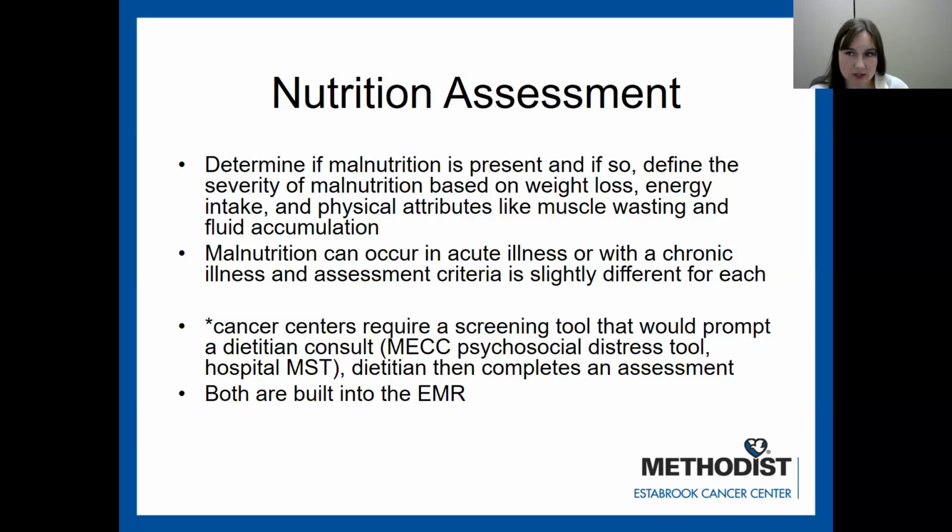So all cancer centers do require a screening tool that would prompt a dietitian consult. And we have that here at Estabrook, called the psychosocial distress tool. And inpatient uses the MST tool. I'll talk about that a little bit later.